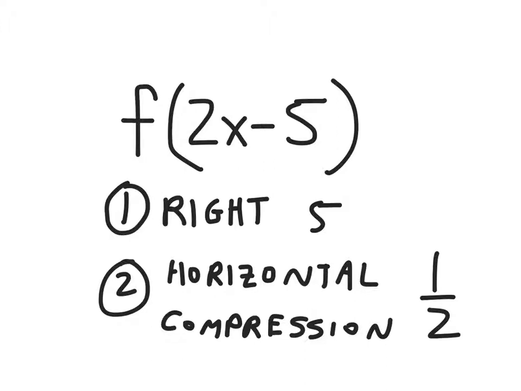So that means we would move left or right first, and then we would do the horizontal stretch or compression. So for this function, first we would move right 5 units, and then we would do a horizontal compression by 1/2.